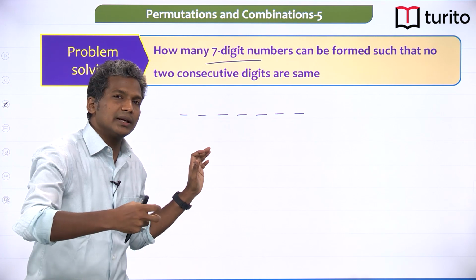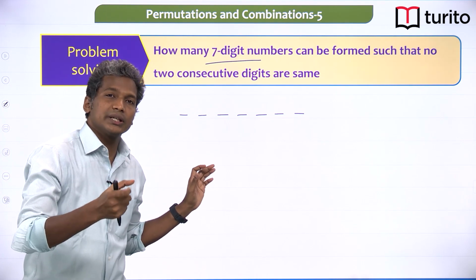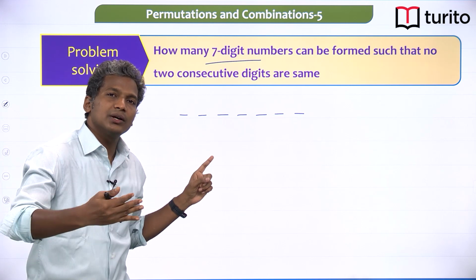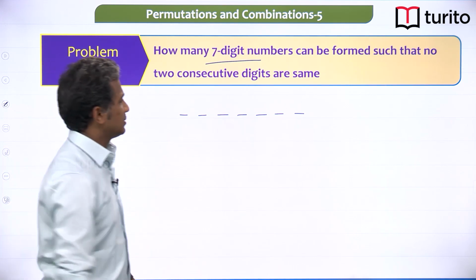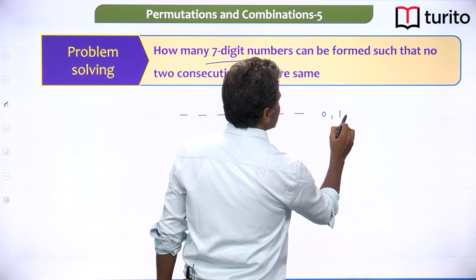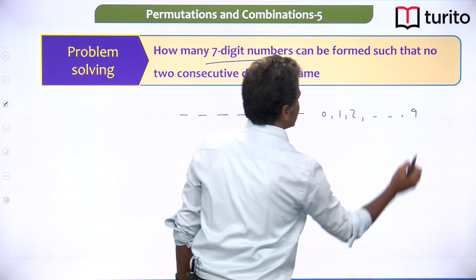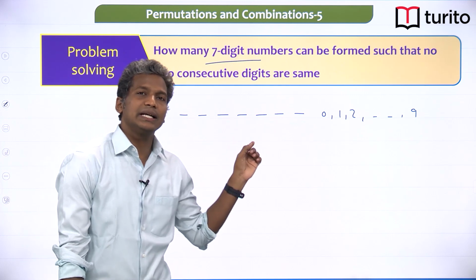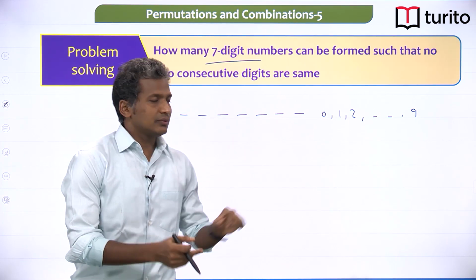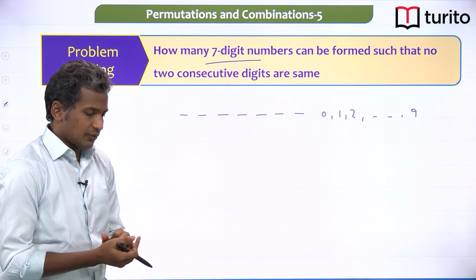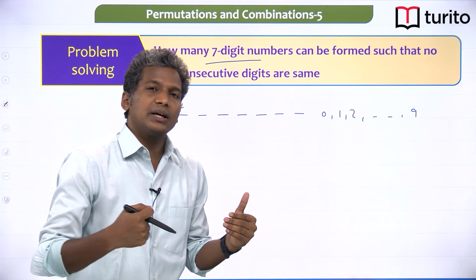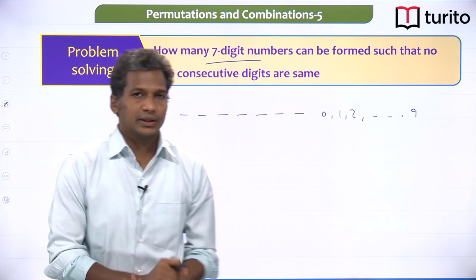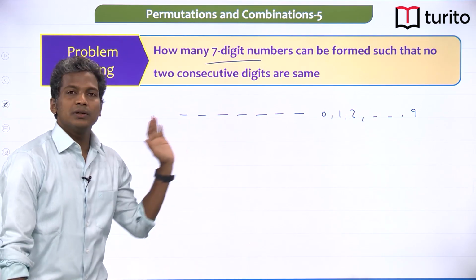Now, when we are filling, what digits are we using? Digits are not mentioned here, so we have to take all possible digits. What are the total possible digits? There are a total of 10 digits, starting from 0 till 9. Now let us go for the filling process. First we understood how many locations there are, and then how many possible options are available.